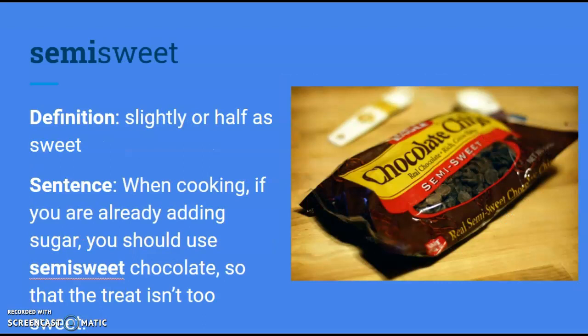Next is semi-sweet. This is slightly or half as sweet. When you're cooking, if you're already adding sugar, you should use semi-sweet chocolate so that the treat isn't too sweet.